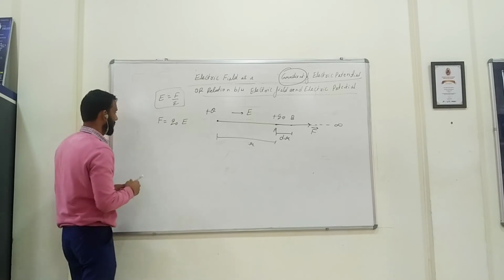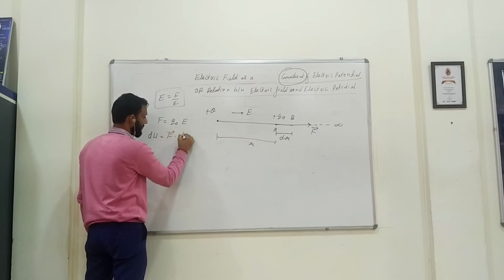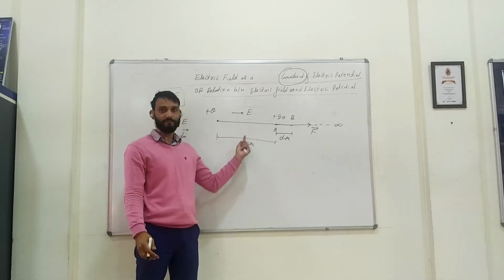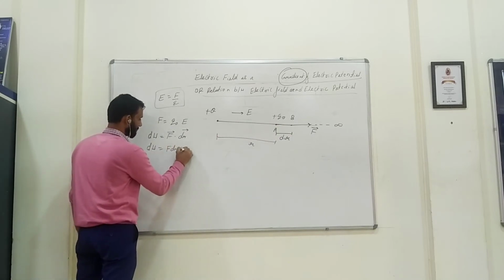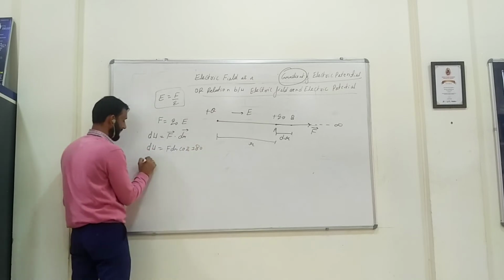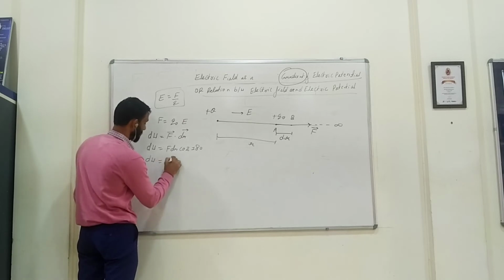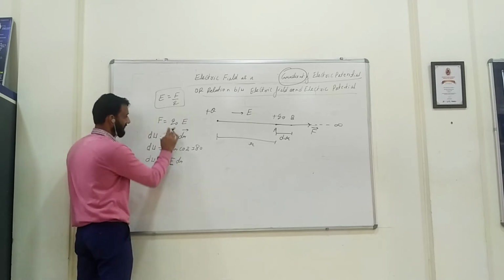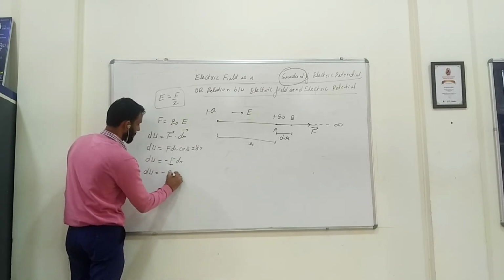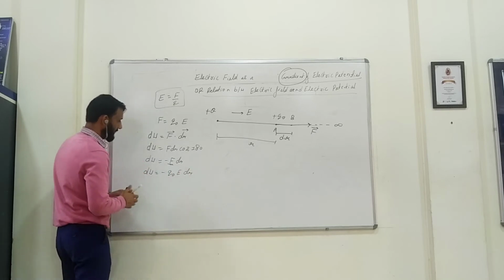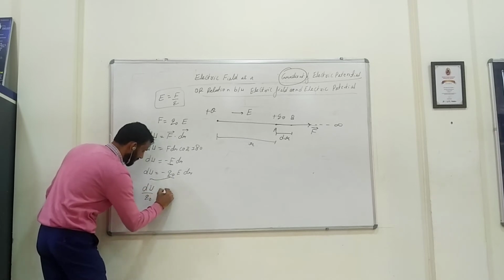Now let me calculate the small amount of work done. You know that dW is equals to F dot dr. dr is in this direction, force is in that direction, so the angle will be 180. F dr cos 180. Cos 180 is minus 1. So it is equals to minus F dr. If I put the value of F from here, dW is equals to minus Q naught E dr. I shall bring this Q naught here. So dW upon Q naught is equals to minus E dr.